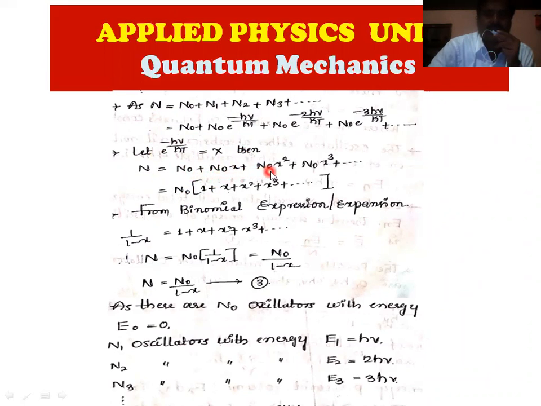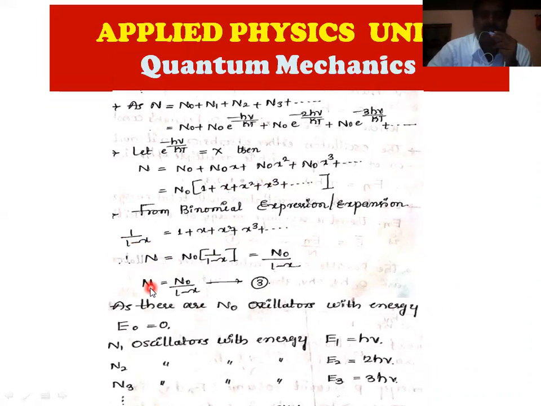N equals n0 plus n0x plus n0x square plus n0x cube and so on. Here we take a common factor n0, and in the bracket you will get 1 plus x plus x square plus x cube and so on. This is a mathematical expression. From the binomial expansion, we can write 1 by 1 minus x as 1 plus x plus x square plus x cube and so on. So here N can be equal to n0 times 1 by 1 minus x, expressed in terms of binomial expansion.